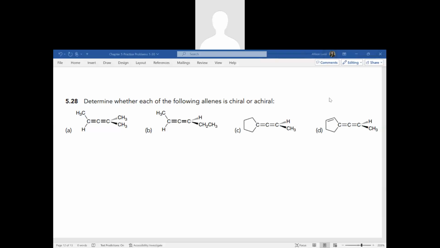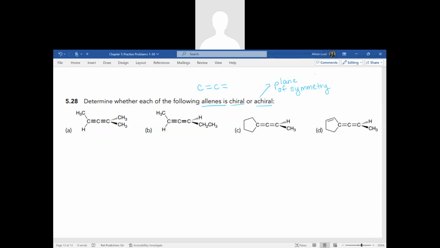For problem 28 from chapter 5, we are asked to determine if the following compounds, which are allenes, will be chiral or achiral. They have two carbon-carbon double bonds adjacent to one another. If you recall, if we determine the compound to have a plane of symmetry, even though there's some restriction due to those bonds, we can still find the compound to be achiral. So that's what we're going to be looking for here, that plane of symmetry.